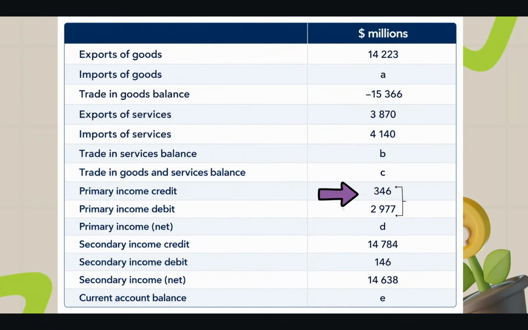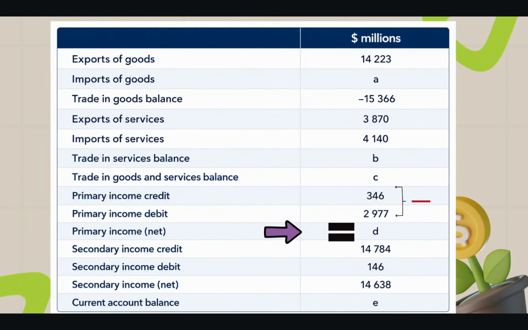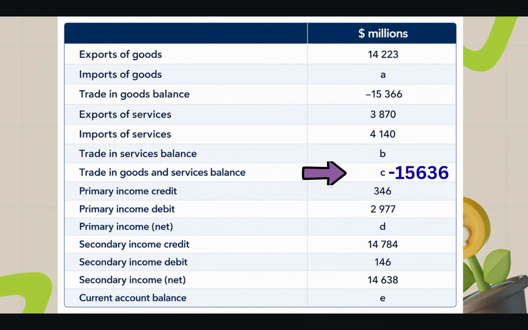If we take primary income credit, that's a positive value. Credits indicate inflows of money, minus the primary income debit, which is an outflow of money, that will give us the net primary income, and that value is 2,631 deficit.